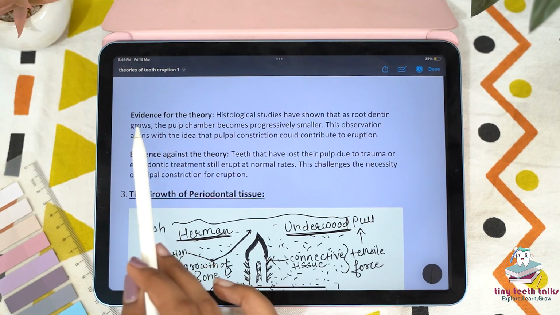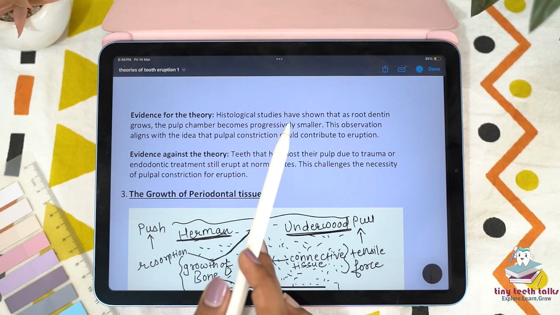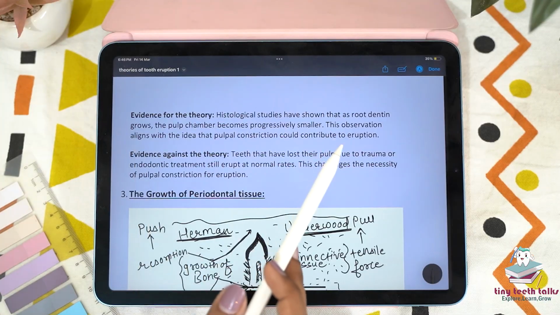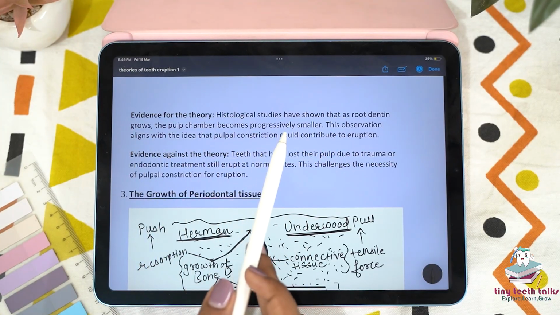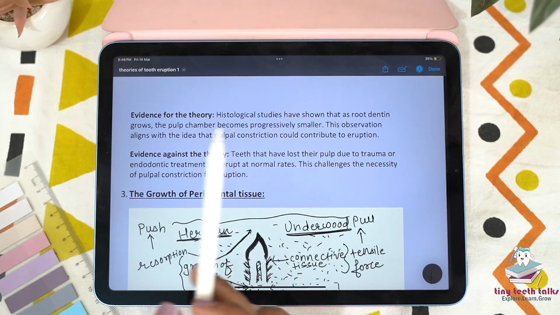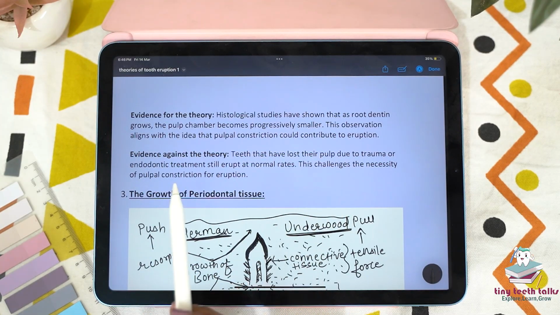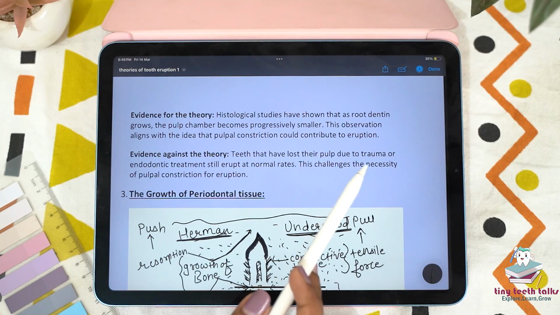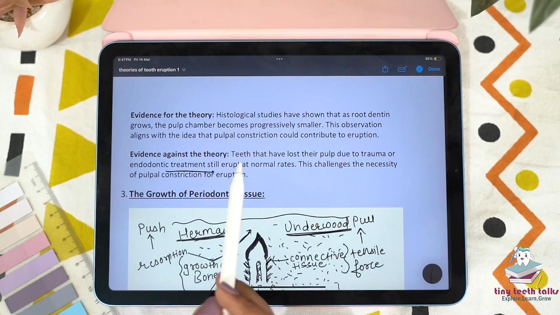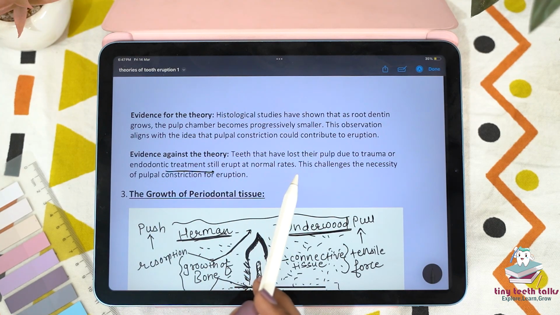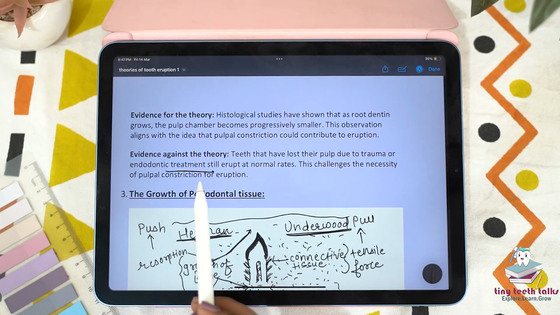Of course there is evidence: histological studies have shown that as the root dentin grows, the pulp chamber becomes progressively smaller, and this observation aligns with the idea that pulpal constriction could contribute to eruption. But teeth that have lost their pulp due to trauma and endodontic treatment still erupt at normal rates. This challenges the necessity of pulpal constriction for eruption. So pulpal constriction might help in the eruption, but there are multiple other factors responsible for the eruption.